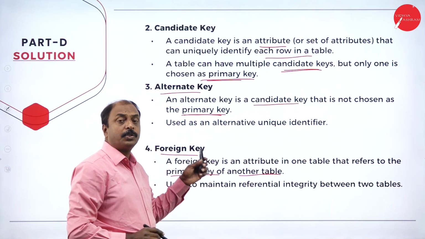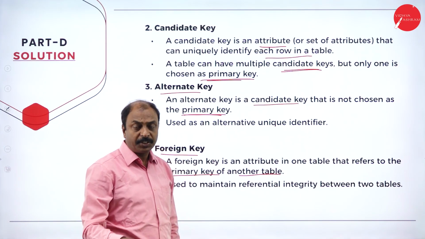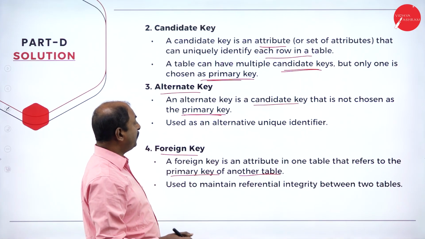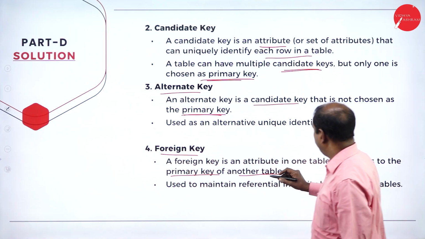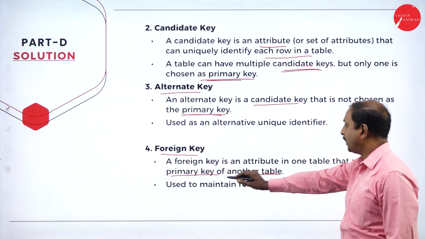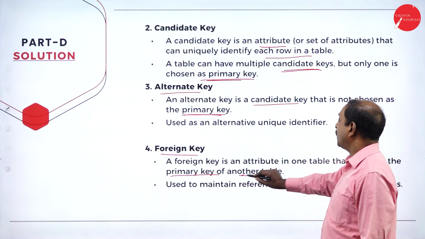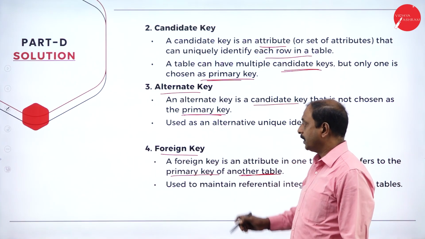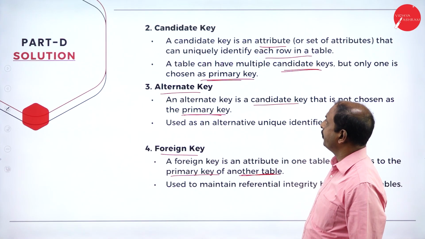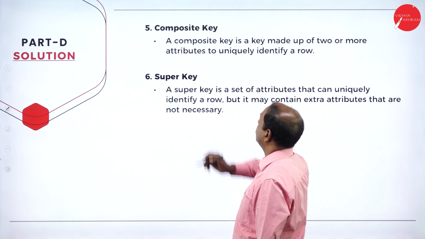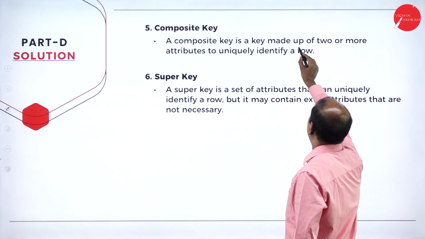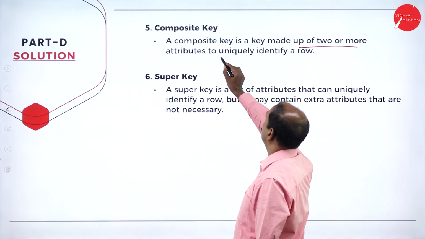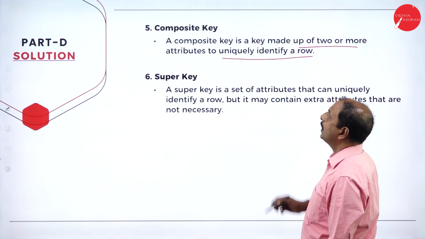So this comes into the picture with two relations or two tables. If there are two tables, the primary key of one table is the foreign key of another table. That is the definition of foreign key. Next one is composite key. So what is a composite key? It is a key made up of two or more attributes that uniquely identify a row.